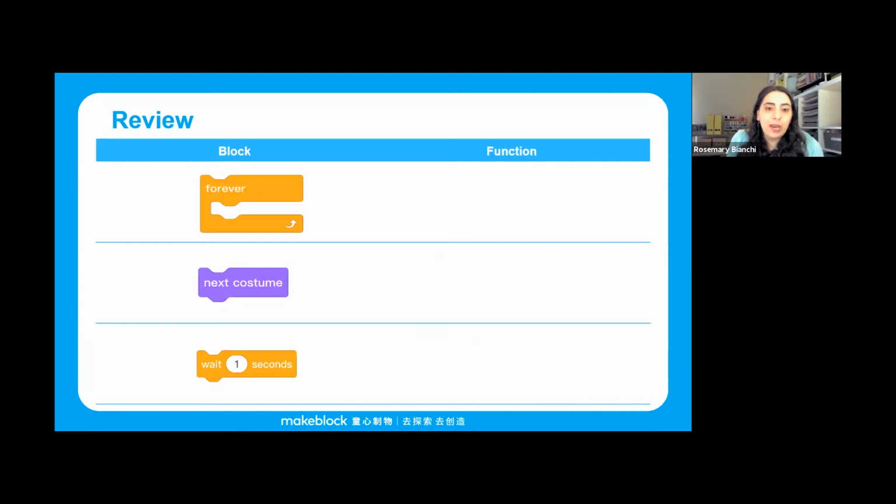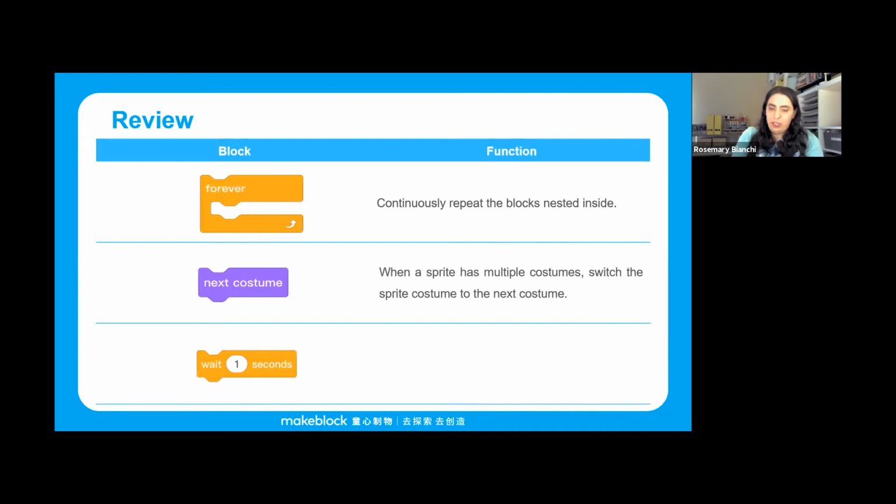Another loop that we learned last week was the repeat loop. The forever block is going to continuously repeat whatever blocks are nested inside of it. We also added to our programming library the next costume block. If somebody wants to throw in the chat, what block category does next costume belong to? What category does it belong to?